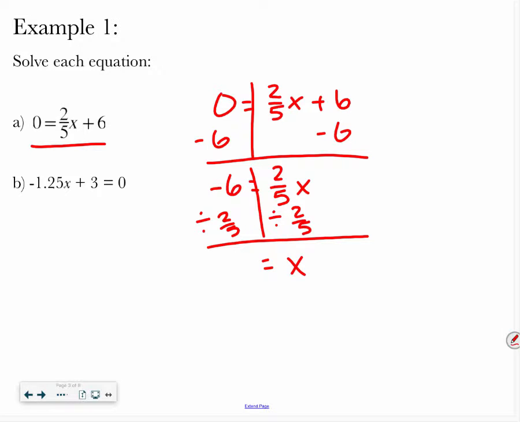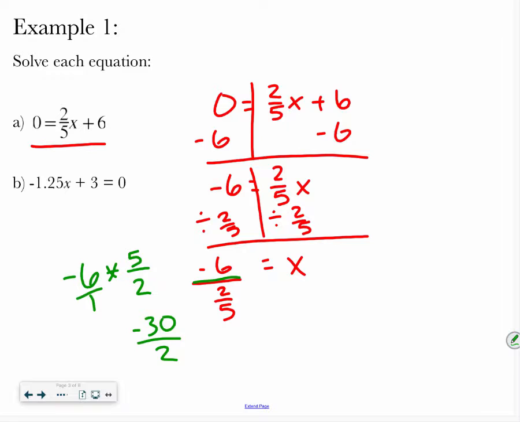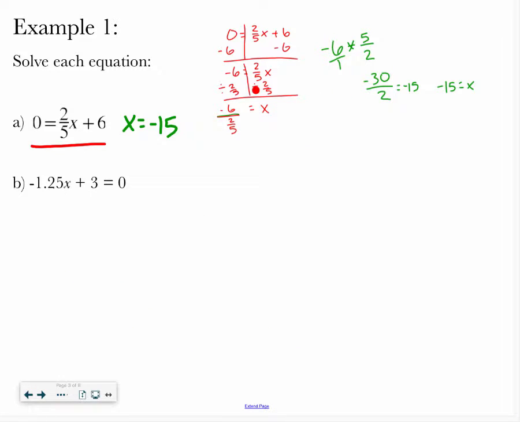And I have x equals negative 6 divided by 2/5. Except I don't like having fractions within fractions. So remember, dividing by a fraction is the same as multiplying by the reciprocal or the inverse. Okay? So let's quickly solve that. We have a negative 6 times 5 on the top. That's a negative 30 divided by 1 times 2 is 2. So that is negative 15. So we have negative 15 equals x. That is our solution for this first one. x equals negative 15.